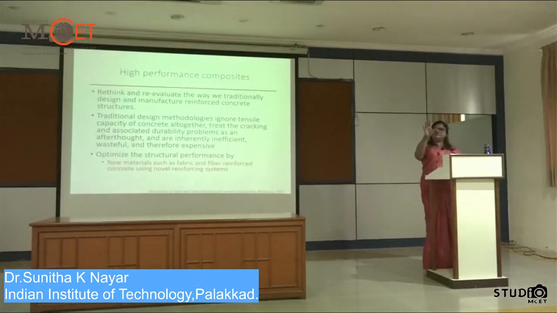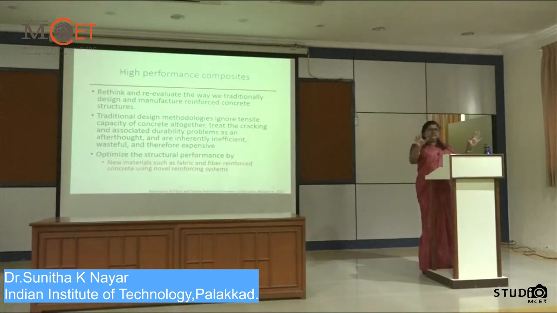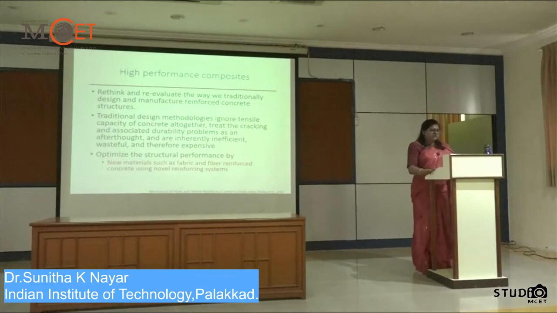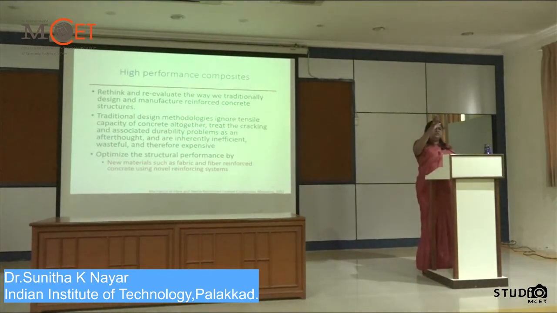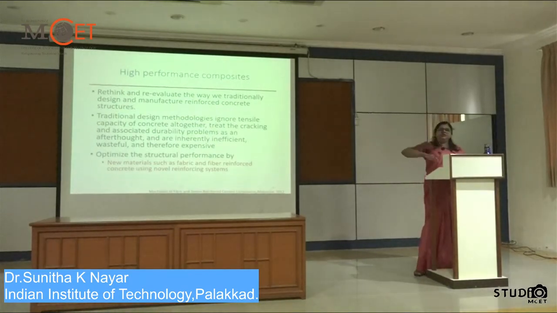0.22% of homogeneous material. We assume it to be a homogeneous material. You have different phases. You have the paste phase, then you have the aggregate phase. But still we consider it to be a homogeneous material. Within that material, it is not very easy to make a lot of changes. So, the other alternative is to make a composite.